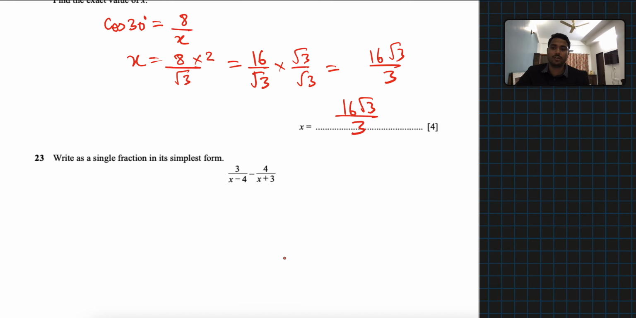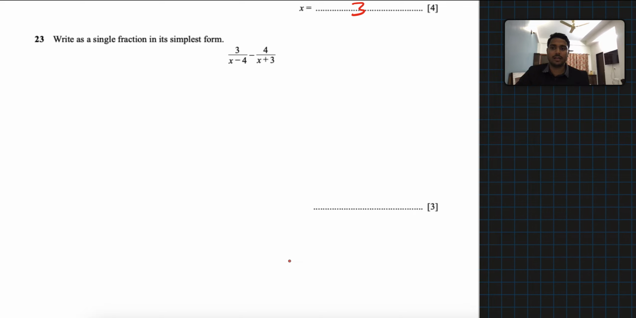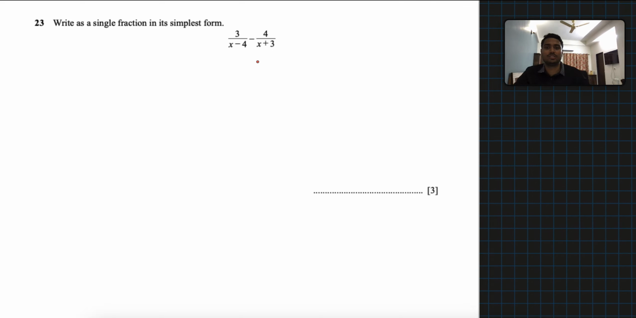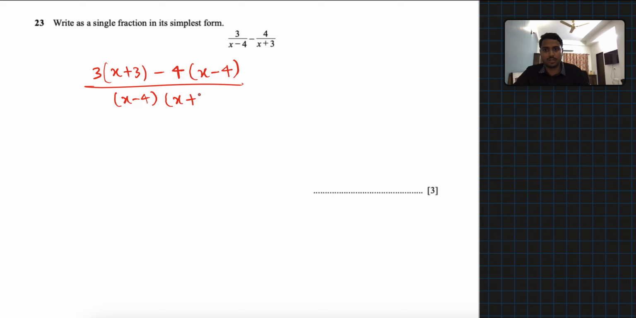That's the answer. Question number 23, it says write as a single fraction in its simplest form. So just do cross multiplication. 3 times x plus 3 minus 4 times x minus 4, whole divided by x minus 4 and x plus 3. Keep the denominator as it is, and now you will get 3x plus 9 minus 4x plus 16, whole divided by x minus 4 and x plus 3.